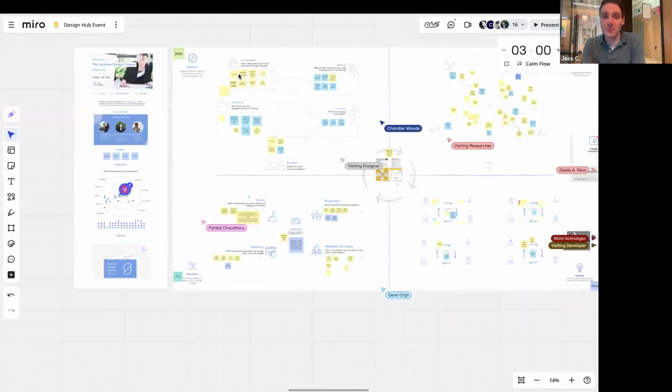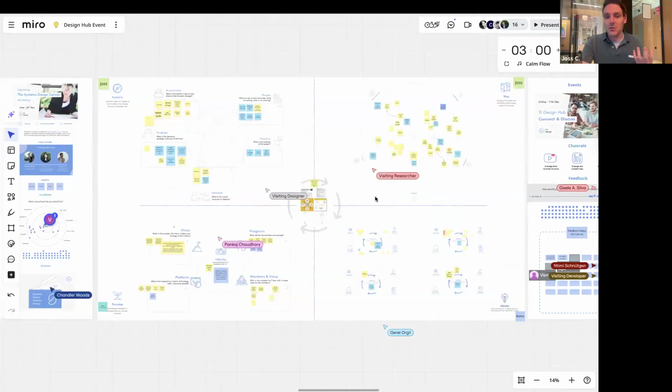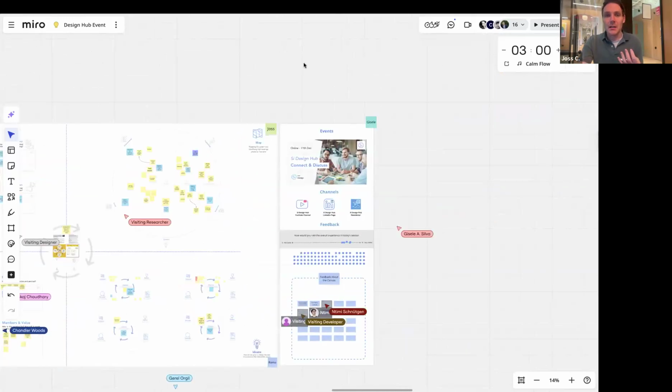Of course, you'll find it on the website, so you're welcome to go and use it. It's Creative Commons and freely available. You can take it and experiment, and hopefully share back in our design hub anything you discover. And we'll have future sessions around this also, so hopefully we can learn more together as we go along.